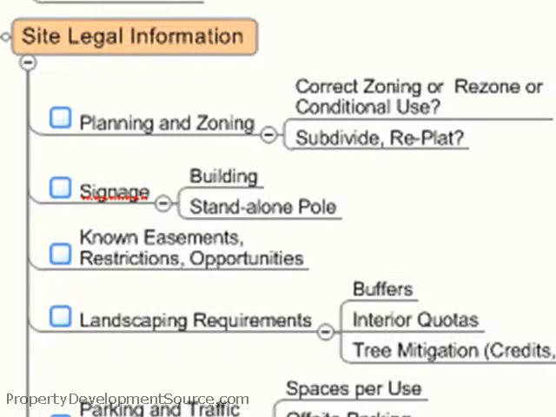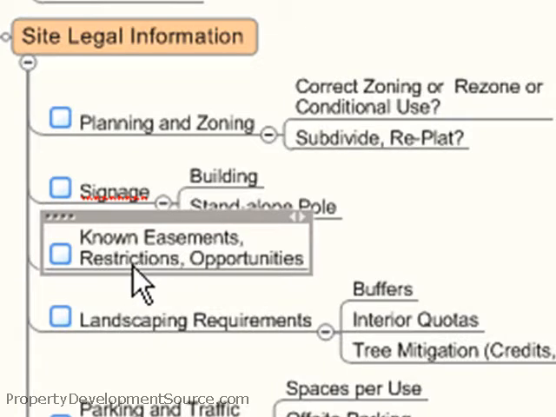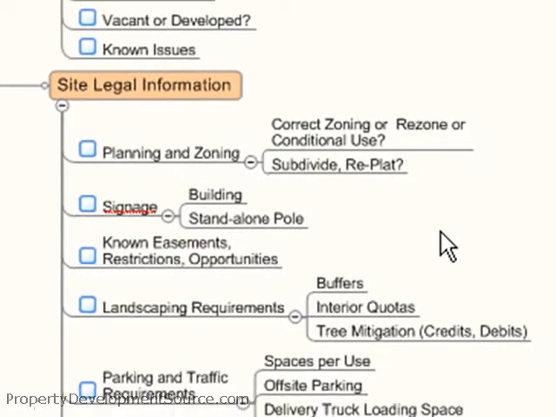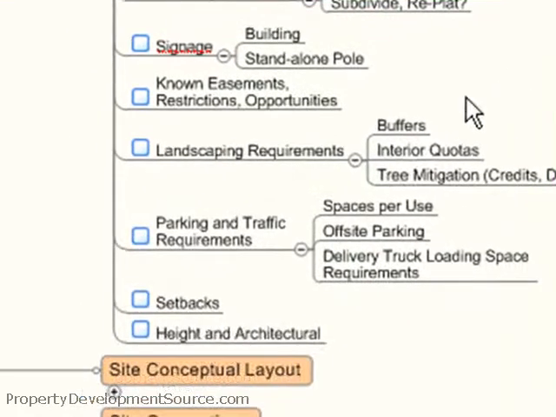If there are any known easements, restrictions, or other potential opportunities for development, we try to find these out at this point. Landscaping requirements can really determine how your site looks and what its capacity is, so you want to get these up front.